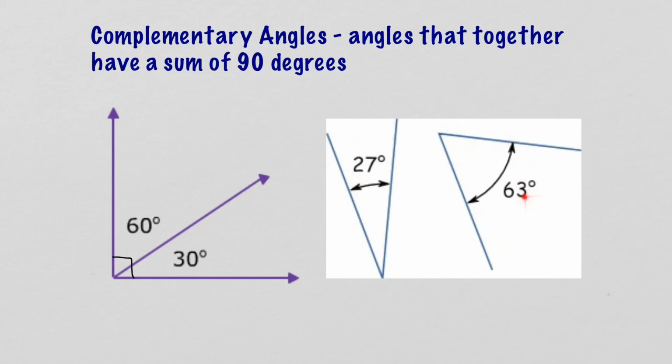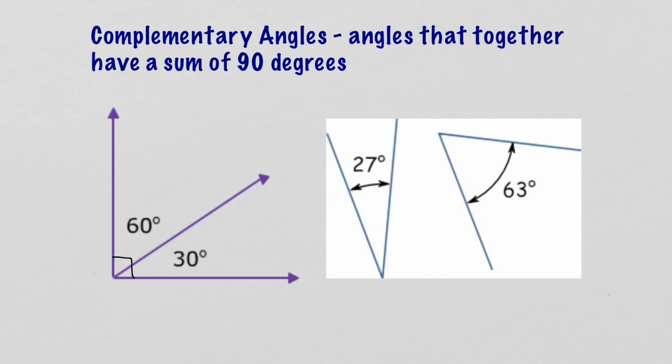So over here on the right, you can see we have 27 degrees and 63 degrees. Those are also considered complementary because they equal 90. It does not matter that they're not next to each other. I will tell you, however, more often than not, you'll see it as this form on the left and the 90-degree right angle. That's how you'll see it quite often. But again, complementary angles, two angles that together have a sum of 90 degrees.